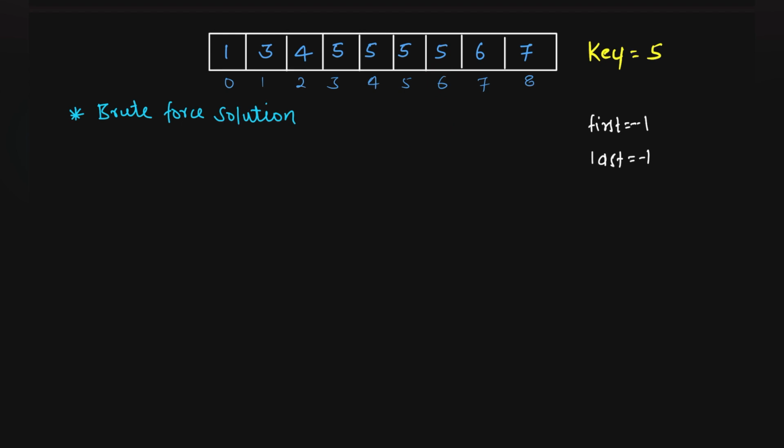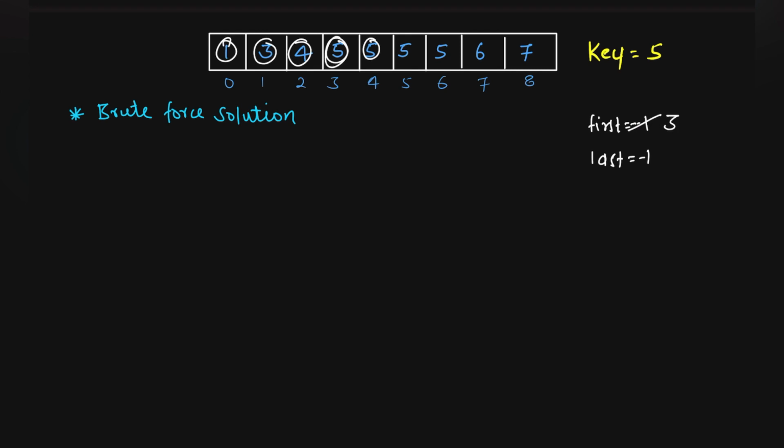Can I do a simple linear search so that I can check if that value is present in my array or not? For that purpose, I have two variables called first and last, which are initialized to -1. So I will come over here and check, is it equal to 5? No. Is it equal to 5? No. Is it equal to 5? No. Is it equal to 5? Yes. So I'll update my first index as 3.